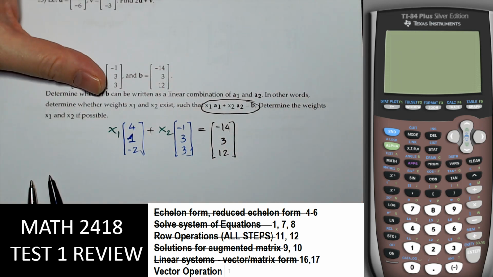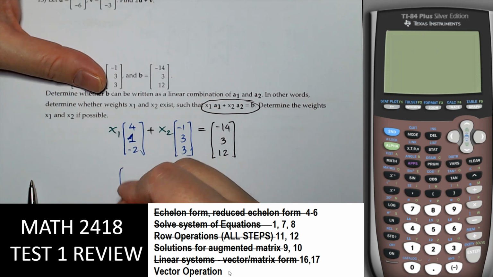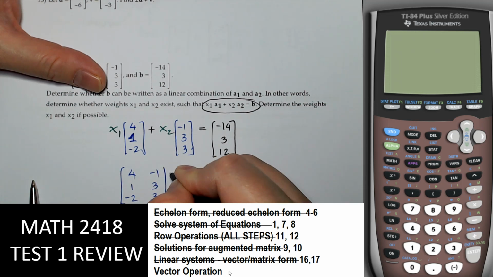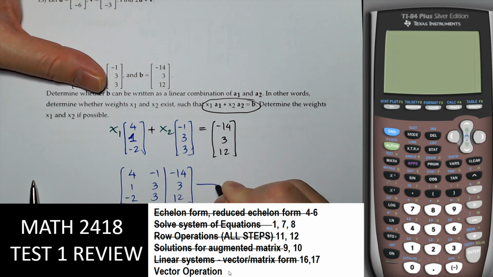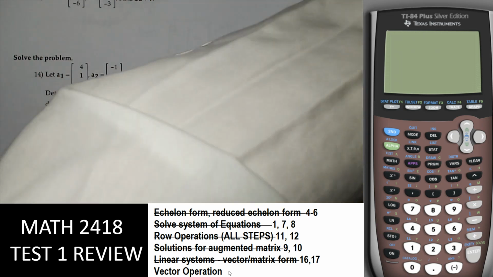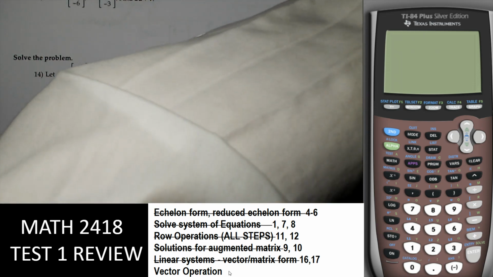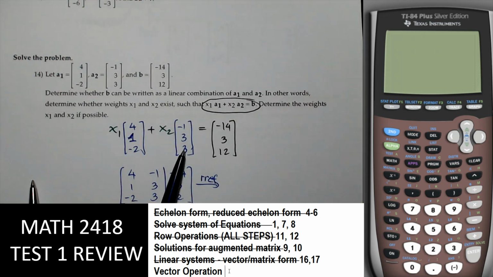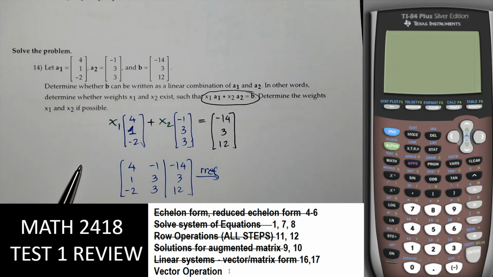all we need to do is put this in the matrix, and then do the reduced row echelon form. And that's pretty much it. Then we solve the solution from there.